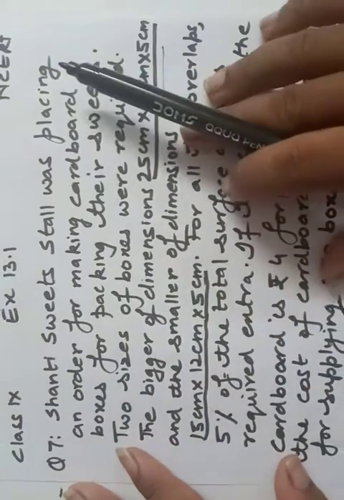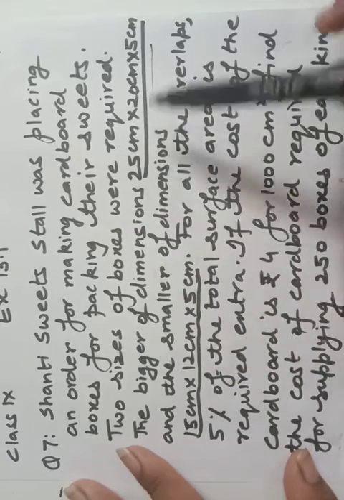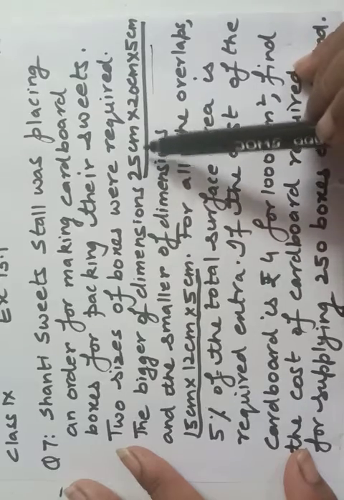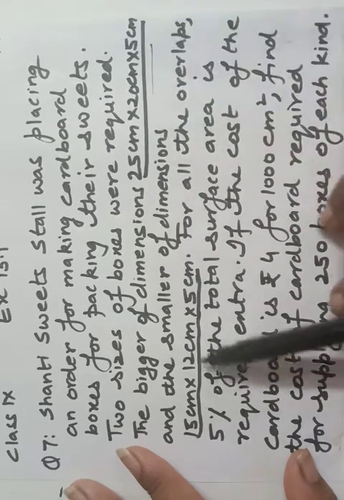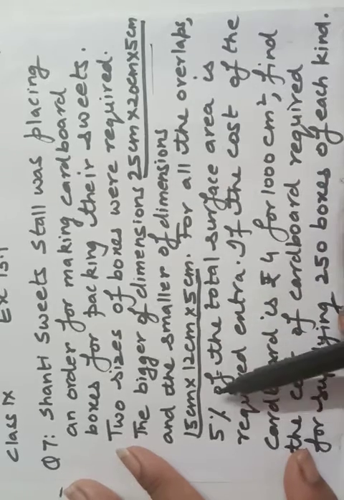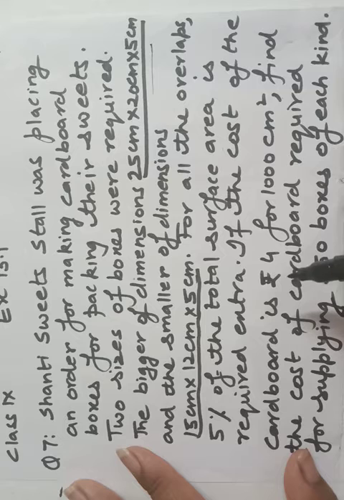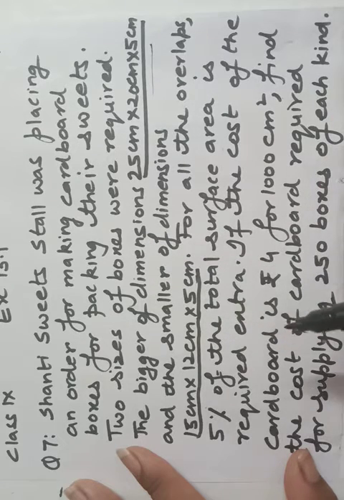The bigger one, it means there is a smaller one also. These are the dimensions. The bigger box has dimensions 25 centimeter into 20 centimeter into 5 centimeter, and the smaller box has dimensions 15 centimeter into 12 centimeter into 5 centimeter. These are the dimensions given to us for the bigger box and for the smaller box.